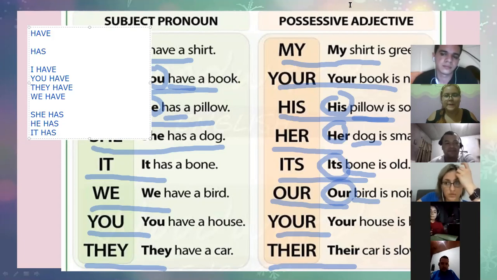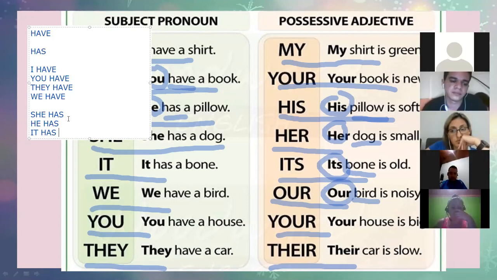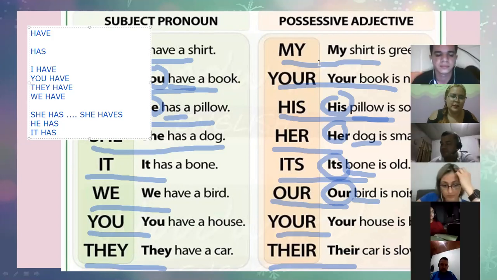Okay, so basically that's the difference, the subject. It is not possible to say "She have," for example. That is not possible, but we use "has." And this is something that we are going to study in unit number 2, the third-person form of the verb when we talk about he, she, and it, how the verb changes. Good question.